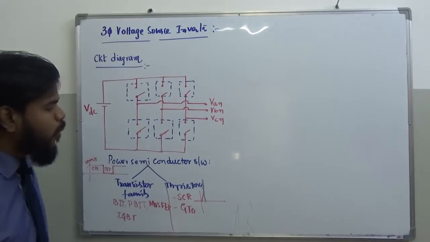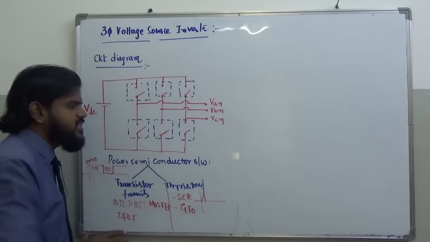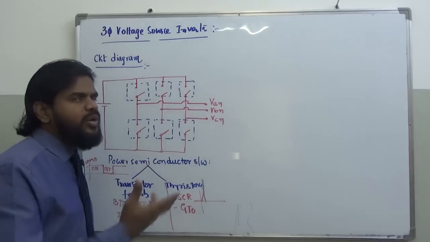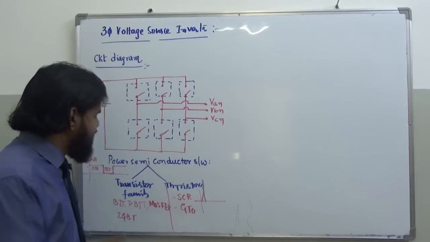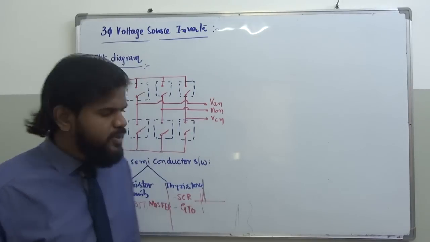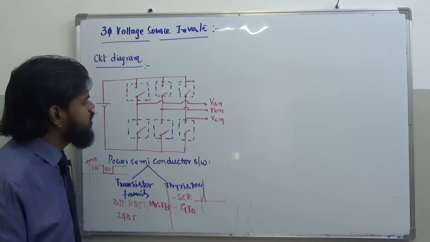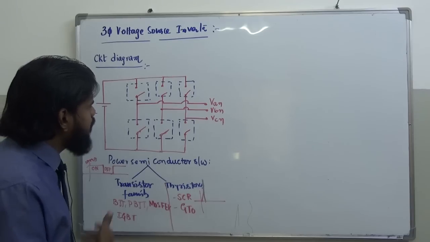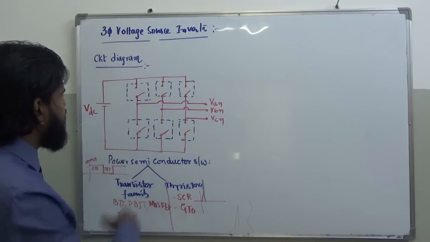That's the reason why we are considering only the transistor family, to make the discussion simpler and to have self-commutation. This process of commutation is technically called self-commutation. Hope this information about the power semiconductor switch is clear. Now coming to the converter and its discussion.